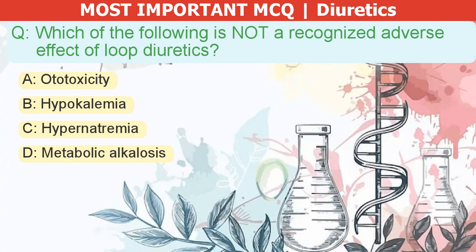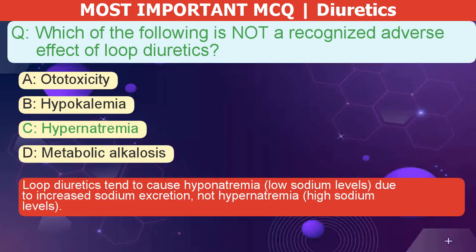Which of the following is not a recognized adverse effect of loop diuretics? A. Ototoxicity. B. Hyperkalemia. C. Hypernatremia. D. Metabolic alkalosis. The correct answer is C. Loop diuretics tend to cause hyponatremia, low sodium levels, due to increased sodium excretion, not hypernatremia, high sodium levels.